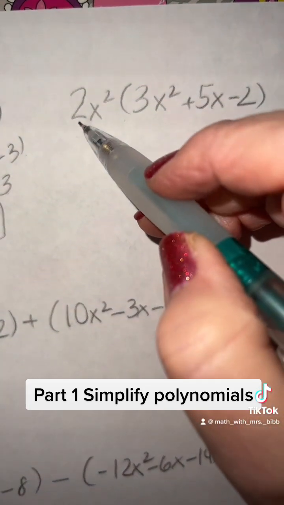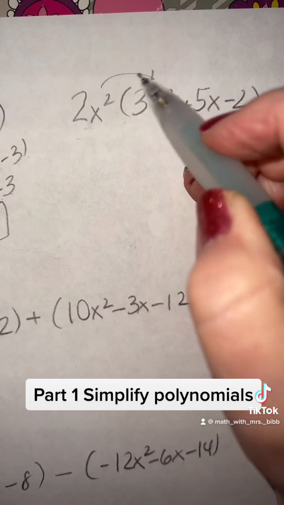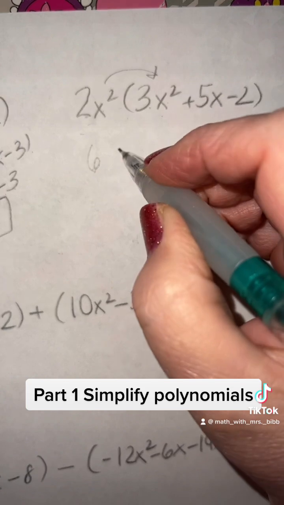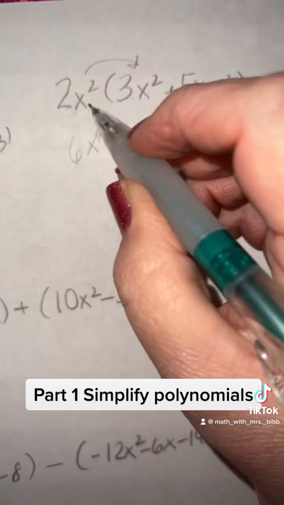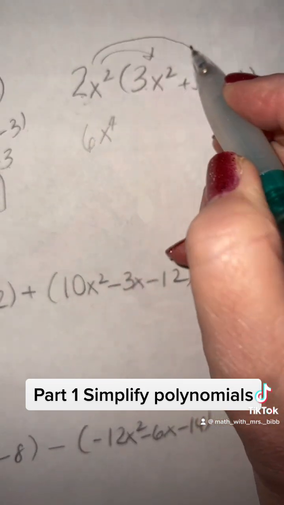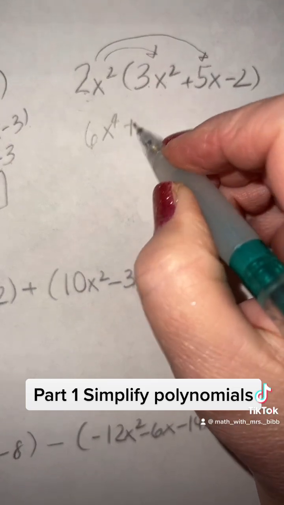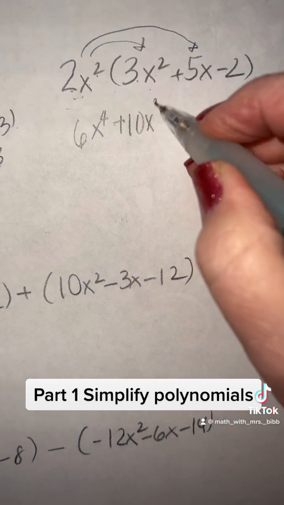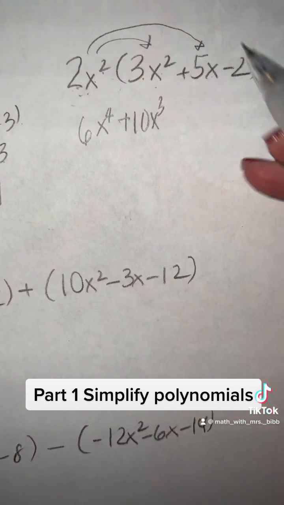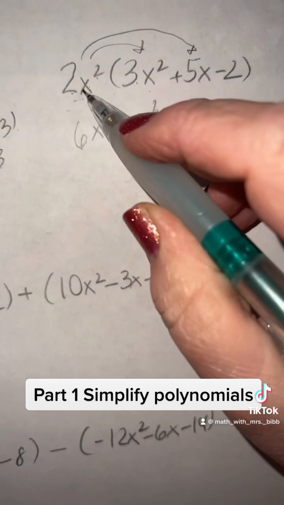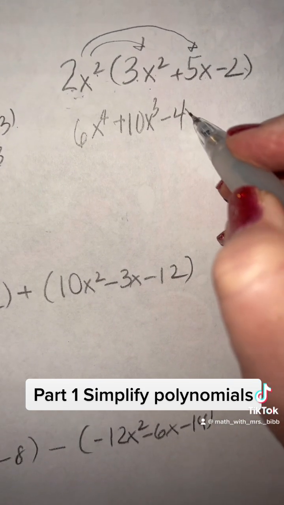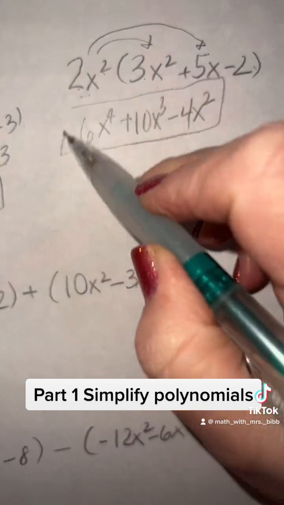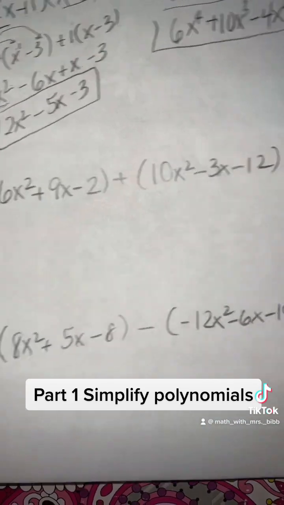I'm going to distribute 2x squared to 3x. 2 times 3 is 6. X squared times x squared is x to the fourth power. 2 times 5 is 10, positive 10. X squared times x to the first power is x to the third power. 2 times negative 2 is negative 4. X squared does not have anything to multiply with, so it will be in my answer. And that trinomial is my product of that monomial times the trinomial.